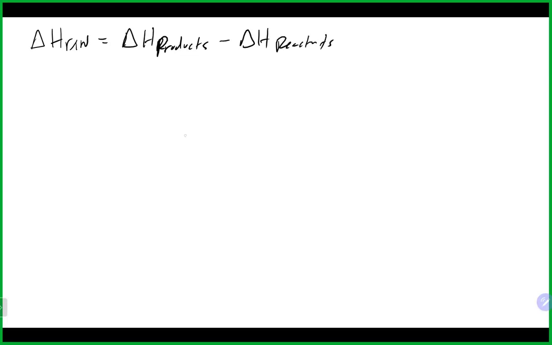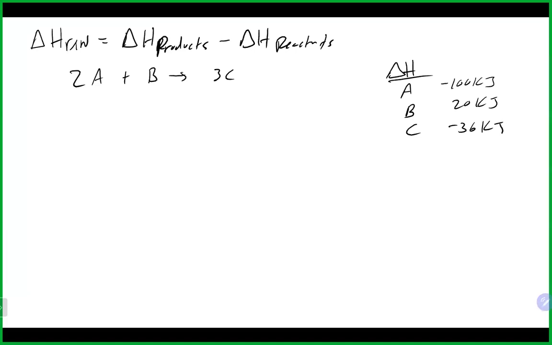As I mentioned, we also talked about change in enthalpy. And again, you can calculate that by taking the delta H of the products minus the delta H of the reactants. So, for example, if you had an equation like this and you went to a table to find these values for A, B, and C, and they are minus 100 kilojoules, 20 kilojoules, and minus 36 kilojoules. To calculate this, we would take delta H equal to 3, because of the coefficient, times the value we would find in the table.